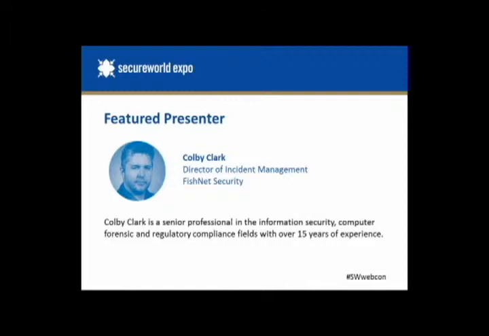Colby is a senior professional in the information security, computer forensics, and regulatory compliance fields. He's got over 15 years of experience. He's a leader in the security community. He's developed methodologies that really help stay ahead of the evolving threats. And he works with top security vendors to create and enhance tool sets to enable identification, investigation, and remediation efforts. Colby, it's all yours.